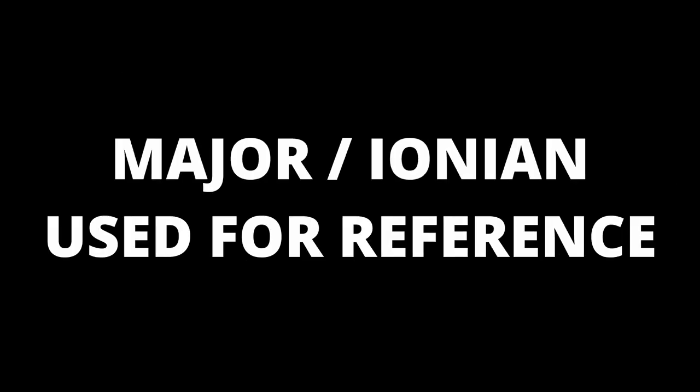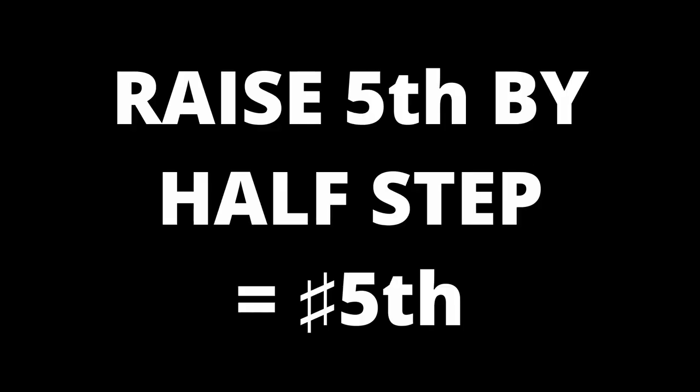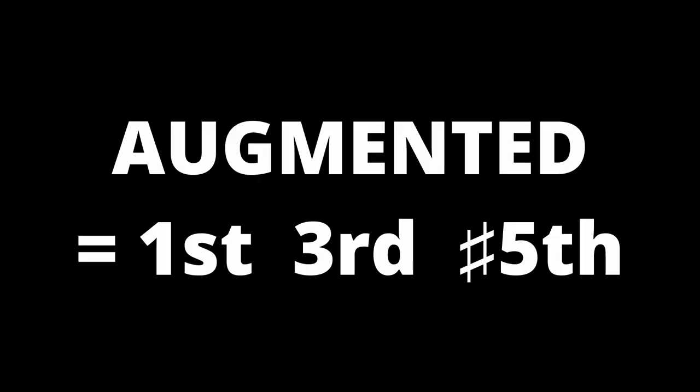Chords are created by using notes from a scale. We will use the major scale, also known as the Ionian mode, for our point of reference in this video. Major chords are created with three notes, first, third, and fifth. To create an augmented chord, we take these three notes and raise the fifth note by half a step or a semitone. This gives us first, third, and sharp fifth. Let's clarify this with an example.